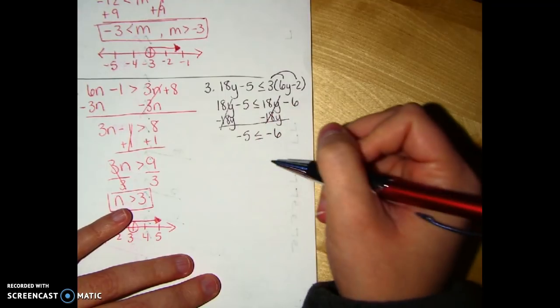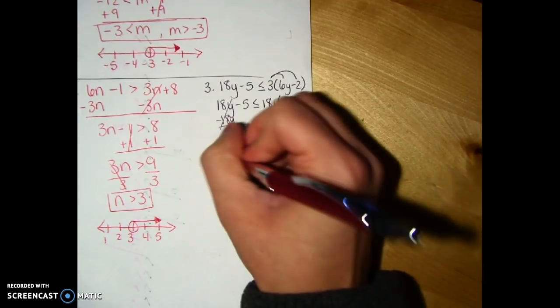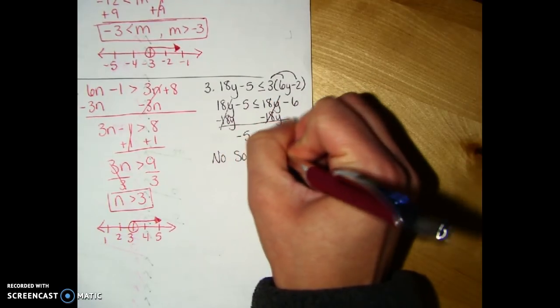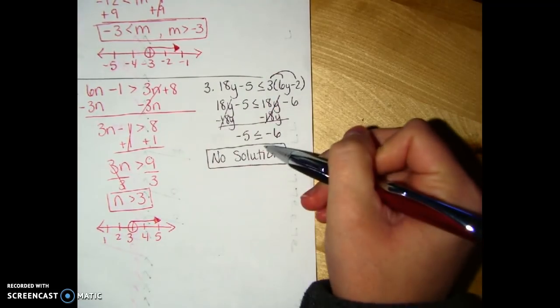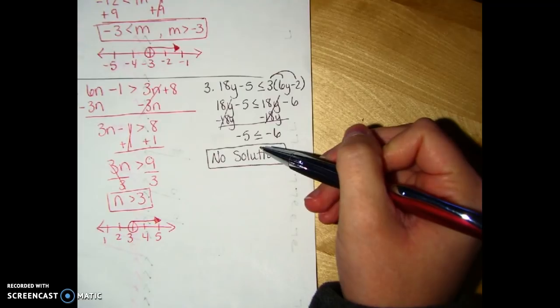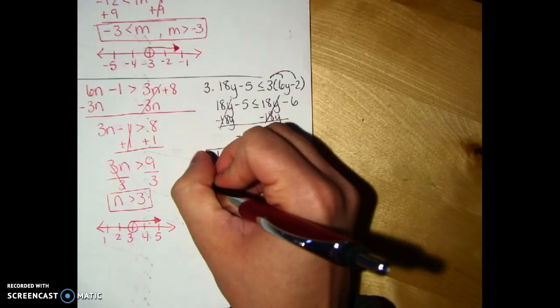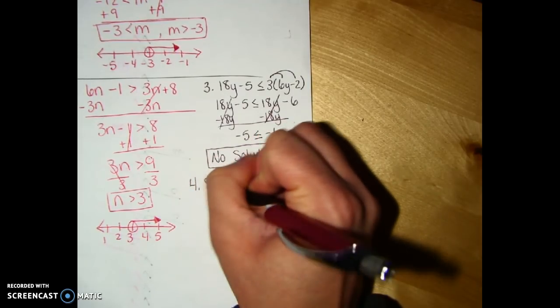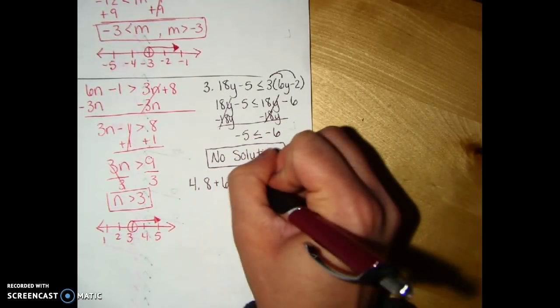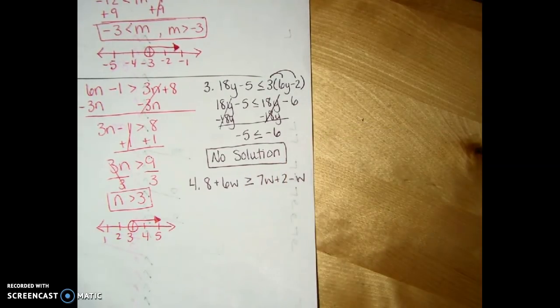Is negative 5 less than or equal to negative 6? No, it is not. It's actually greater than. So the answer for this one is no solution. You will get a few of those on your assignment today. So if you wind up with something that's not true, it's no solution. Now let me show you one that is true, but it's still kind of different like this one. So this one is 8 plus 6w is greater than or equal to 7w plus 2 minus w.